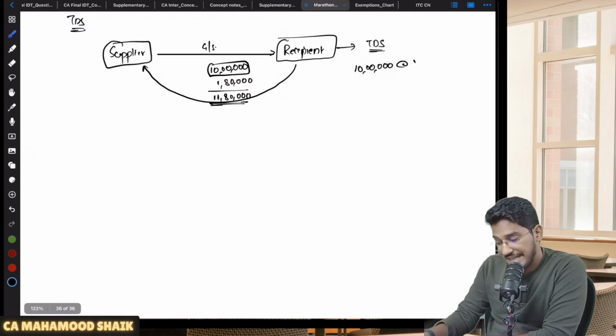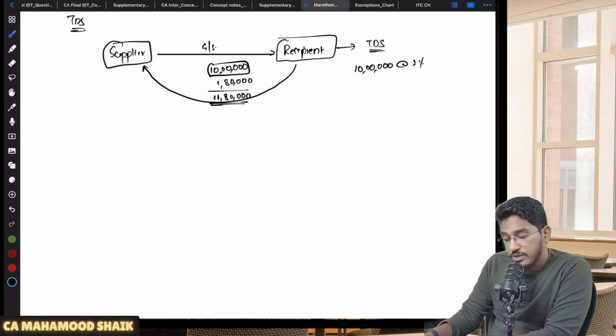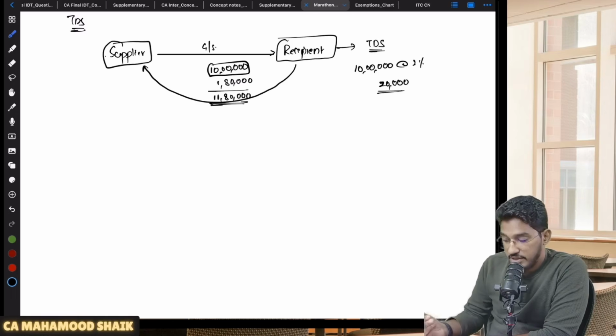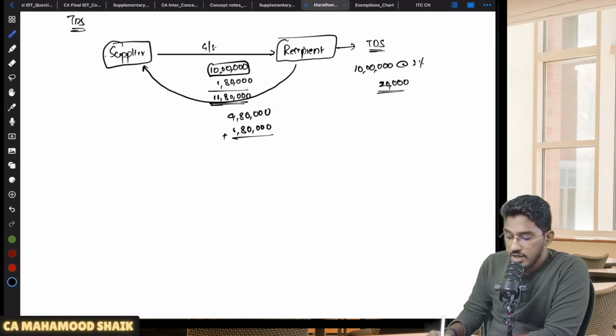So on this 10 lakh rupees, calculate 2%. If I calculate the 2%, how much will I get? 20,000 rupees, yes or no? So this 20,000 rupees will be deducted, and the balance 9,80,000 rupees, along with the GST amount, you will pay to the supplier.